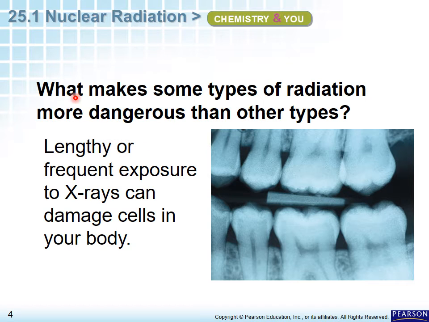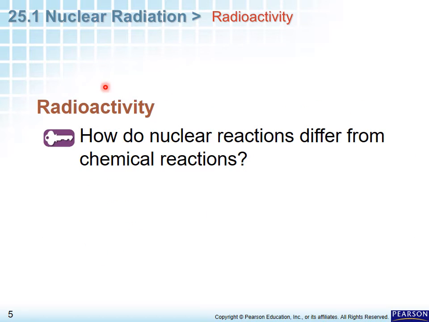So let's start. What makes some types of radiation more dangerous than other types? Lengthy or frequent exposure to X-rays can damage cells in your body. Radioactivity: how do nuclear reactions differ from chemical reactions?